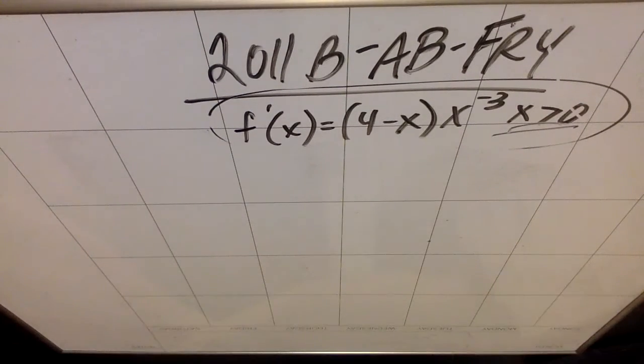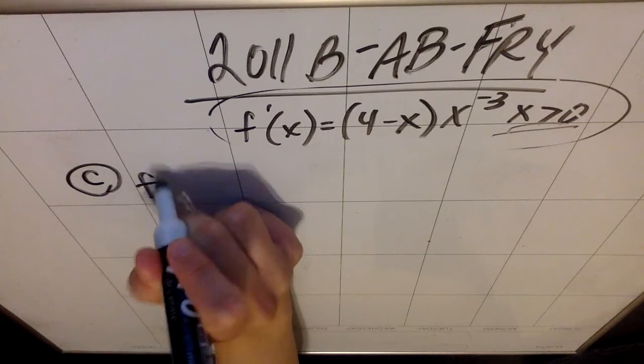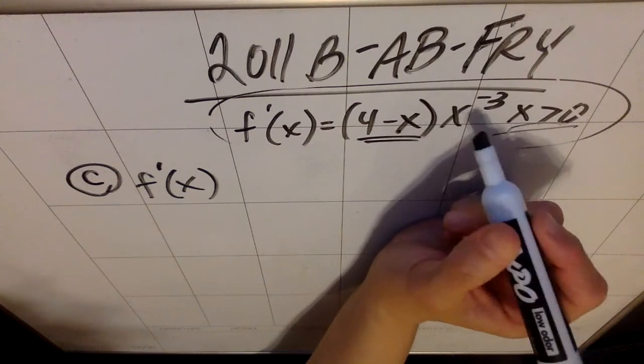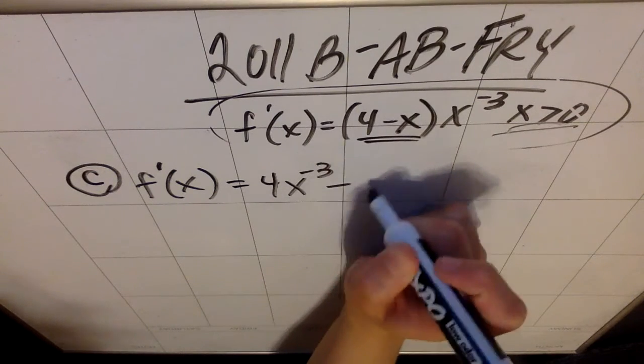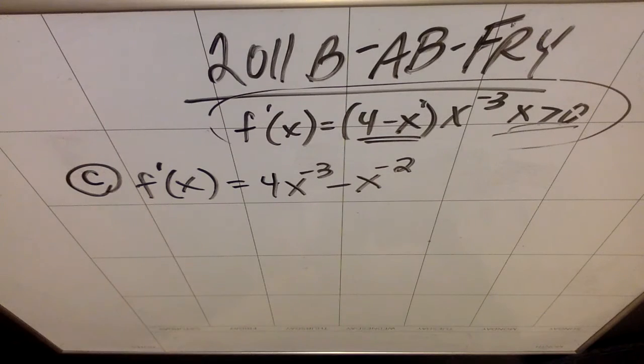So we're now going to integrate, right? The trick here, when we go to do C, is that I really need to distribute that x to the negative second. This binomial doesn't have a power on it, so I can distribute this and make this a 4x to the negative third minus an x to the negative second, right? Because that's a 1, and a 1 plus a negative 3 would be a negative 2, right?